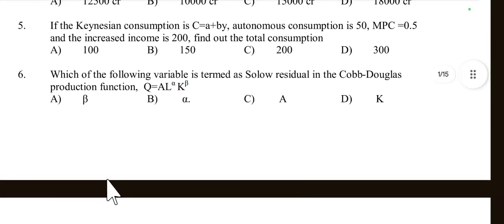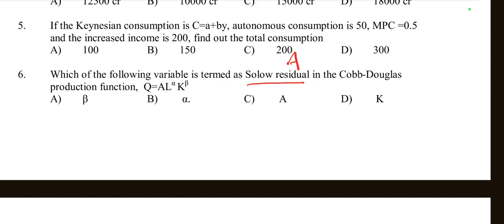Then question number 6. Which of the following variables is termed as Solow residual in the Cobb-Douglas production function Q is equal to A L alpha into K beta? So Solow residual refers to the variable that represents the total factor productivity, which is denoted by A.